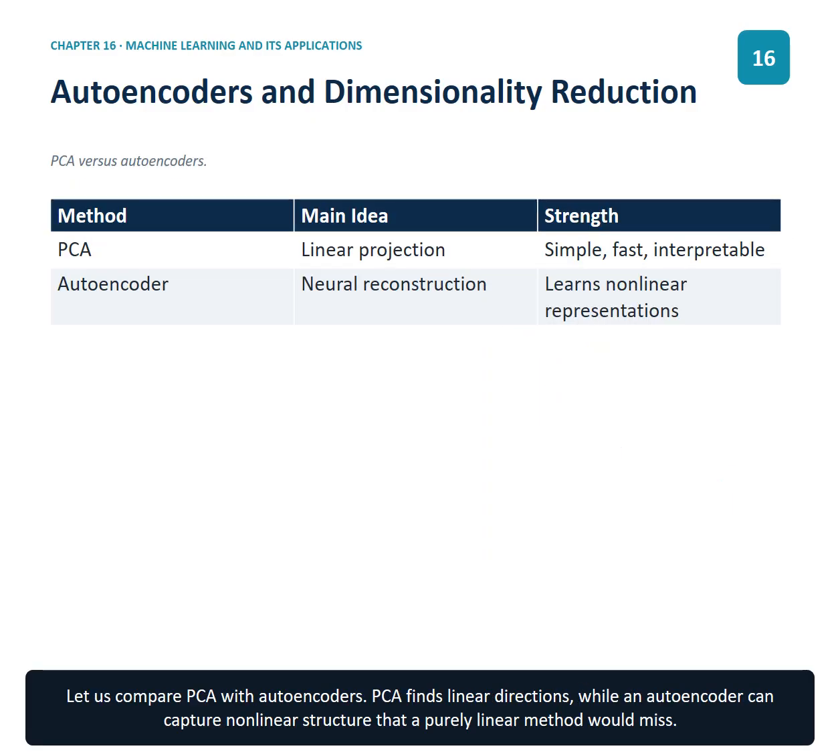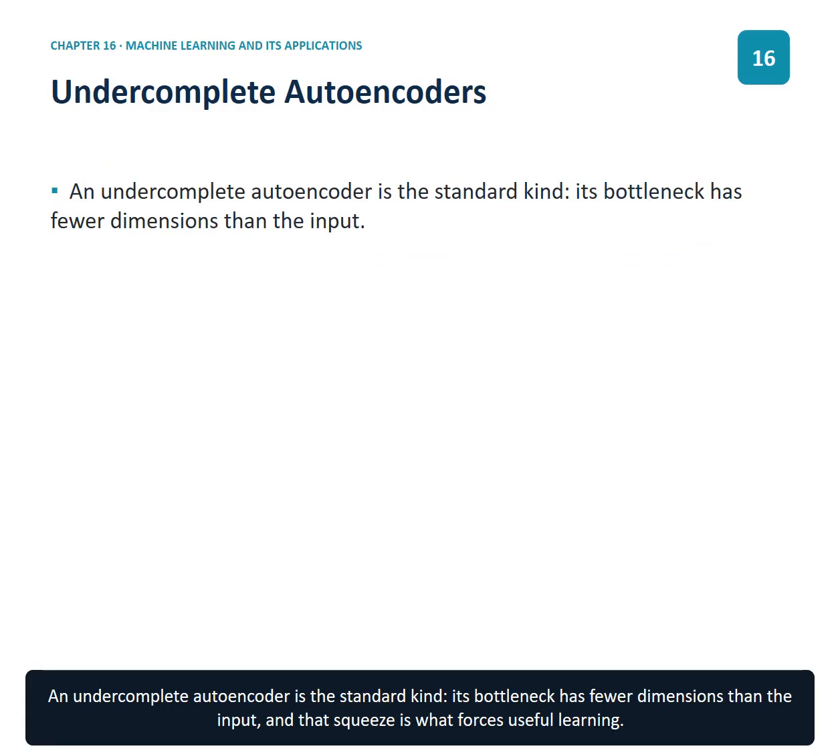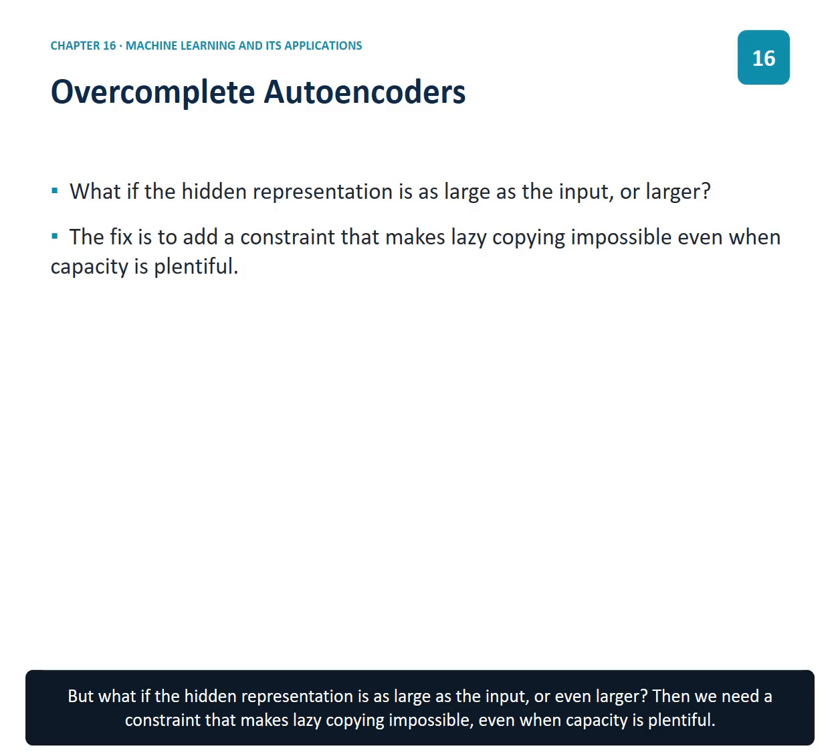Let us compare PCA with autoencoders. PCA finds linear directions, while an autoencoder can capture nonlinear structure that a purely linear method would miss. An undercomplete autoencoder is the standard kind. Its bottleneck has fewer dimensions than the input, and that squeeze is what forces useful learning. But what if the hidden representation is as large as the input, or even larger? Then we need a constraint that makes lazy copying impossible, even when capacity is plentiful.